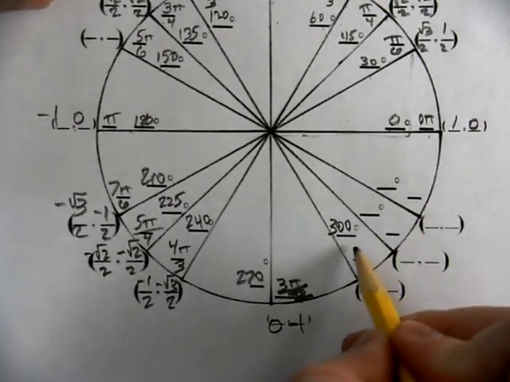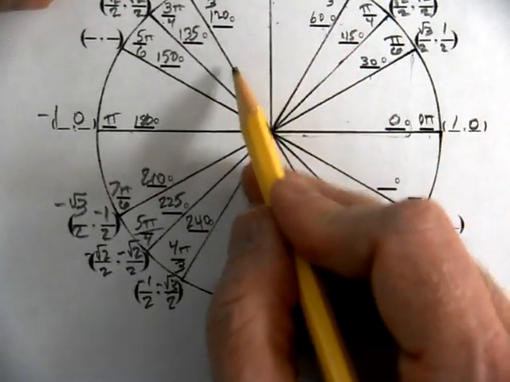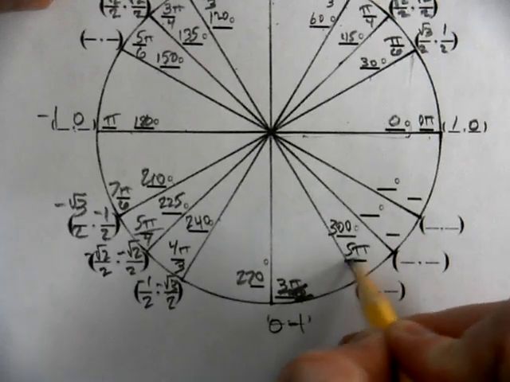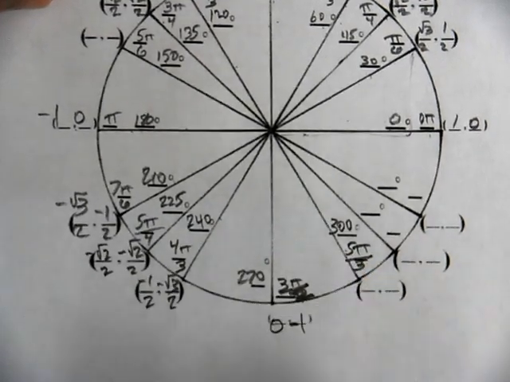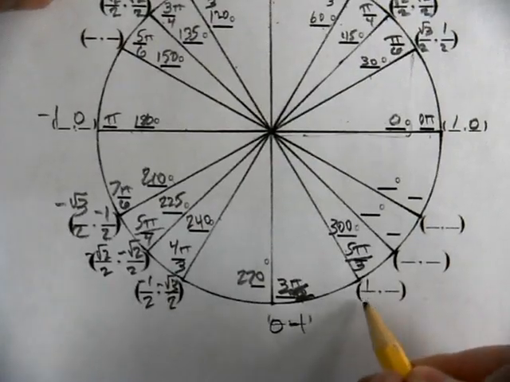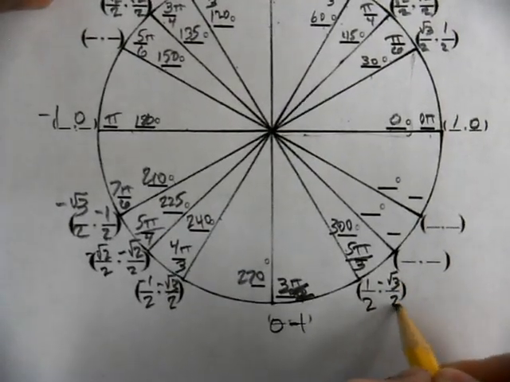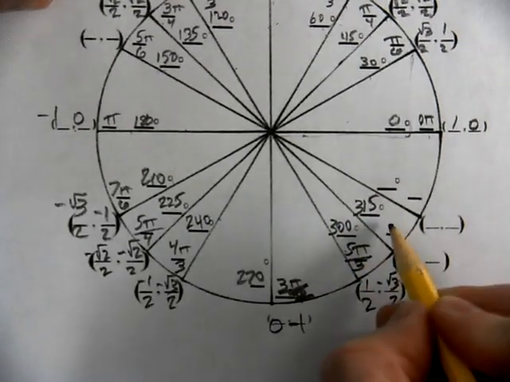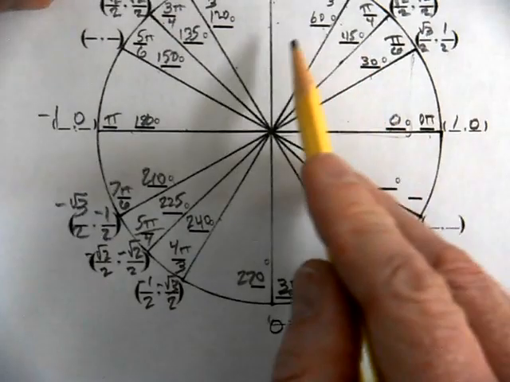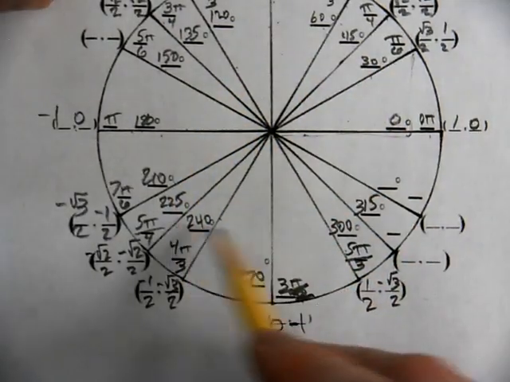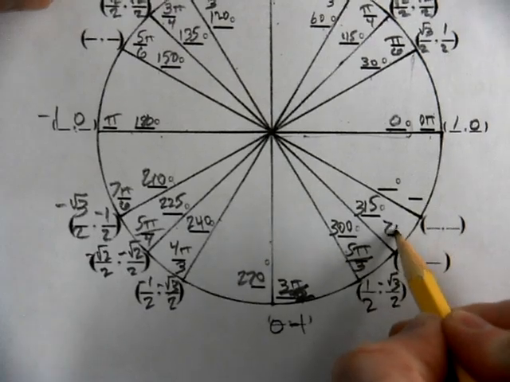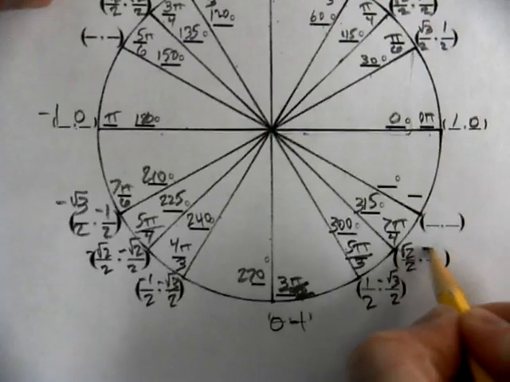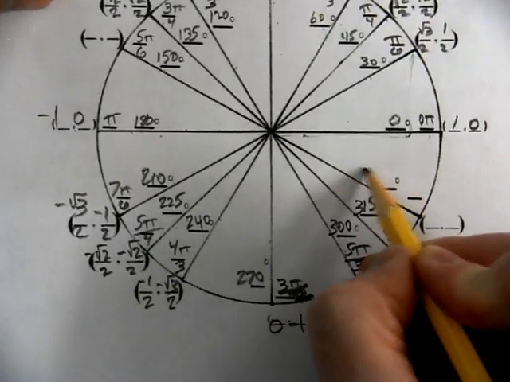300 degrees. 1/3, 2/3, 3/3, 4/3, 5/3. So 5 pi over 3. Short, long. 15 degrees more for the short distance. 1/4, 2/4, 3/4, 4/4, 5, 6, and 7/4. So that is root 2 over 2 and then down 2 over 2.